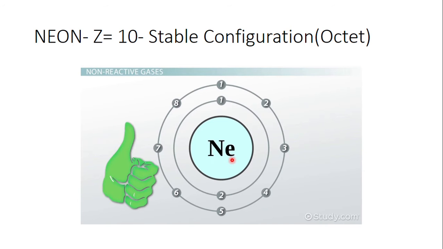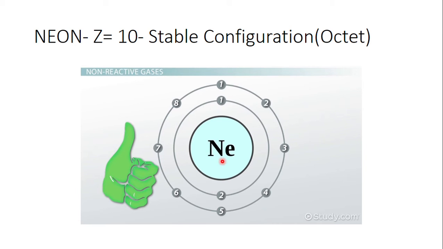Whereas other atoms which have more than one shell, that is two or three shells, will have stability if they have 8 electrons in the outermost shell, which is the valence shell. That is called the octet configuration. So if an atom has more than one shell and the valence electrons are equal to 8, then it is said to have an octet configuration, which means 8 electrons in its outer shell, the valence shell. If the valence electrons are equal to 8, then it is said to have a stable configuration.